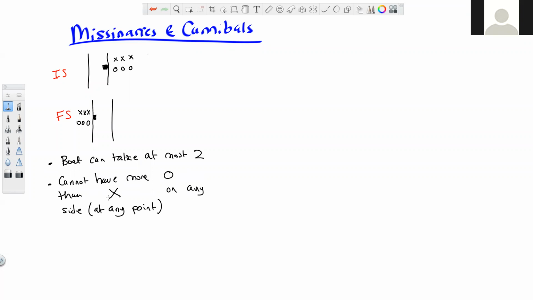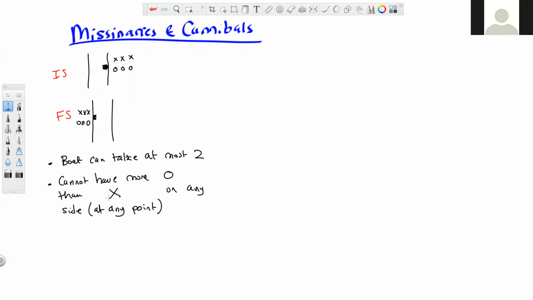Now, there were some remarks, and I see people are having fun. Someone suggested this problem could be solved by simply having everybody swim. No, that doesn't work. You cannot swim, so you have to take the boat.